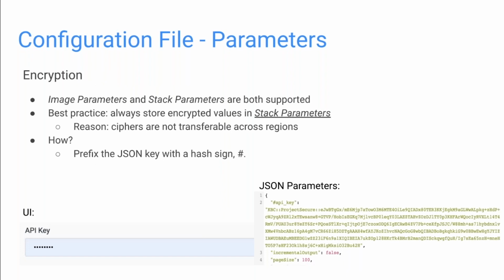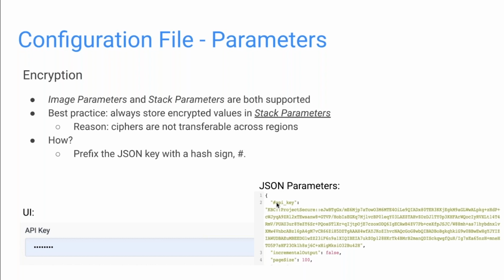Encryption. Image parameters and stack parameters are both supported. Best practice, always store encrypted values in stack parameters. The reason why is ciphers are not transferable across regions. How can we do that? By putting a # in front of the JSON property.